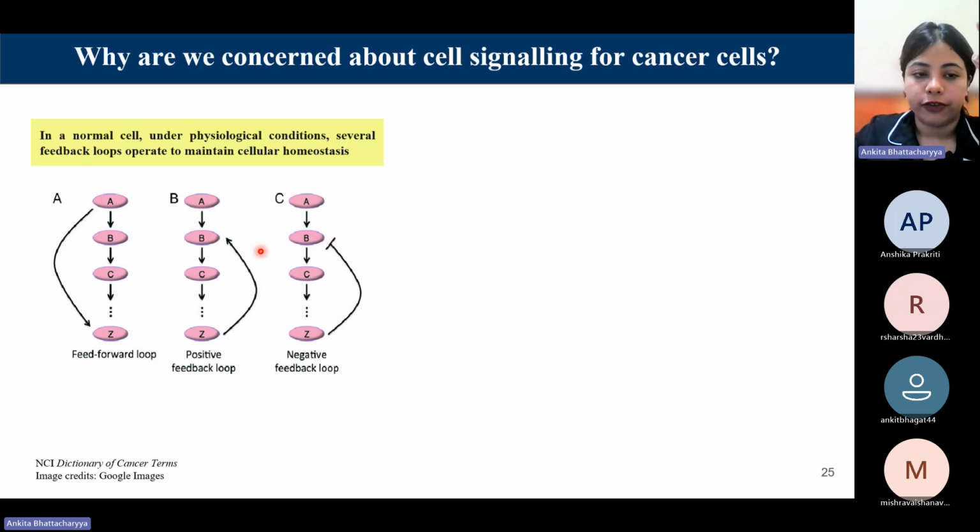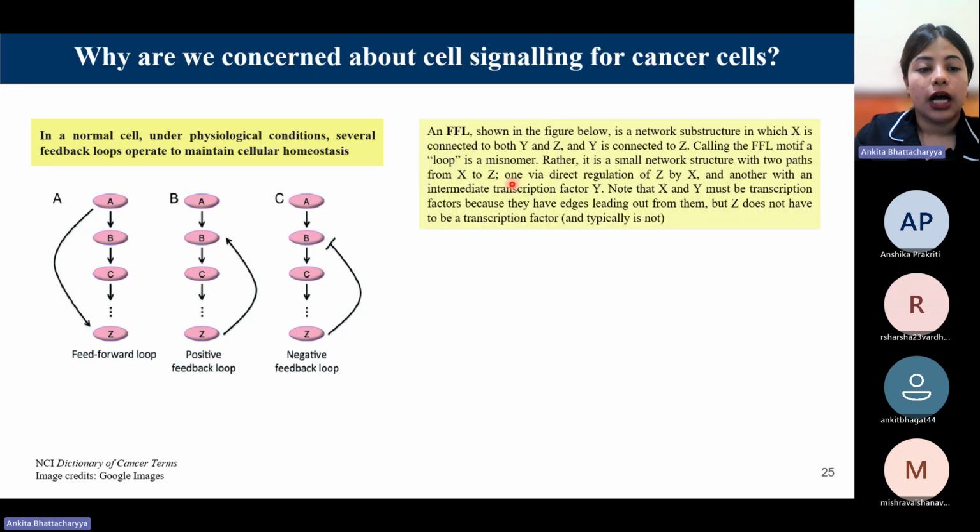If you're not already familiar with it, the arrow basically means it is an activating step. Activating as in it will switch that protein on or switch that pathway on. And this sort of dash or line is an indicator of an inhibitory protein, which means the process stops. It doesn't go ahead. So what do these three types of feedback loops exactly mean? A feed-forward loop, or as I've mentioned here, an FFL, shown in the figure here, is a network substructure.